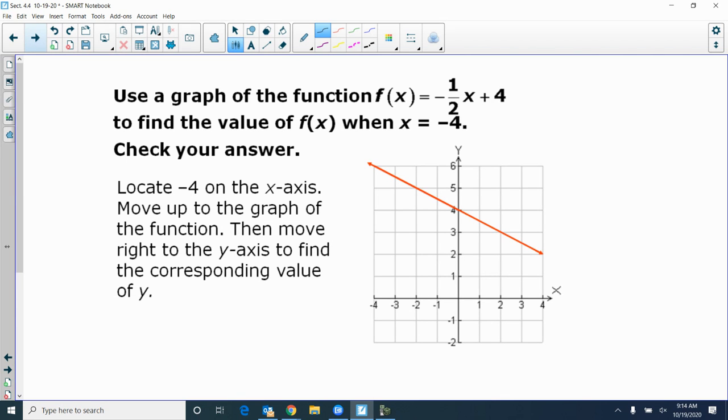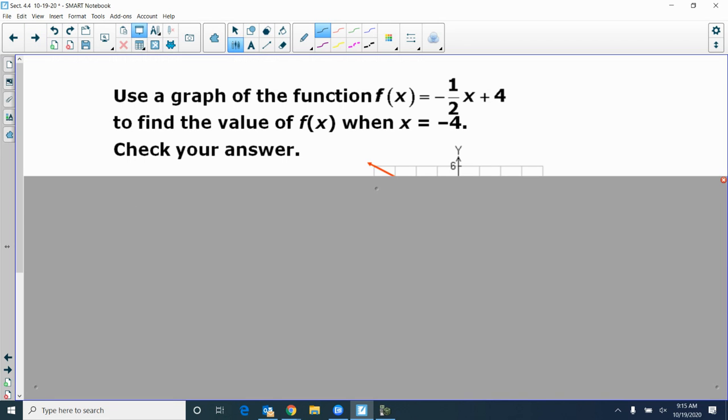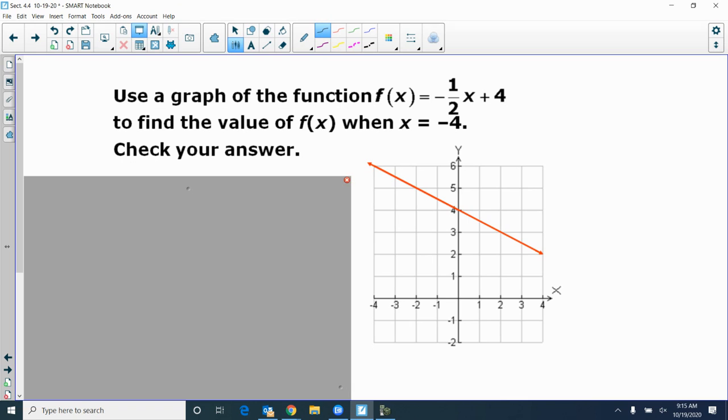Okay, it says use the graph of f of x equals negative 1/2 x plus 4 to find the value of f of x when x equals negative 4. Now I know this f of x stuff is still a little bit confusing, but basically it says what is our answer. So when x equals negative 4, what does f of x equal? She says 2. Are you plugging in negative 4 or positive 4?